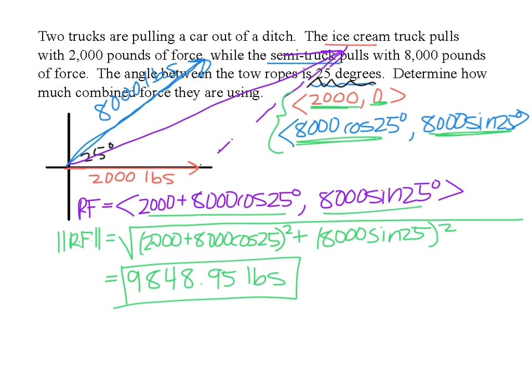Then, to find the resultant force's actual force in pounds, we find the magnitude or the length of that force, and that is the square root of A squared plus B squared. And when you type that into your calculator, you should get 9,848.95 pounds. If you are getting decimals that are different or off in some way, make sure that your calculator is in degree mode. So hit that mode button and make sure when you scroll down, you see that degree is highlighted, not radians.